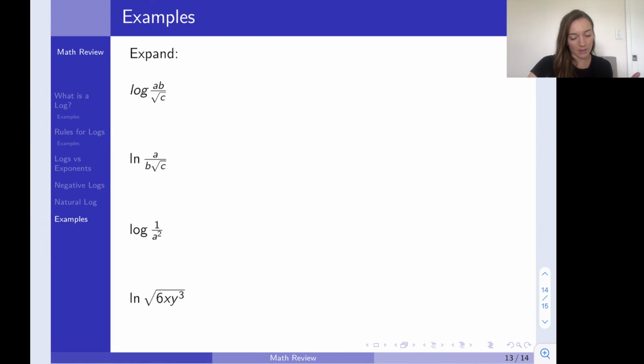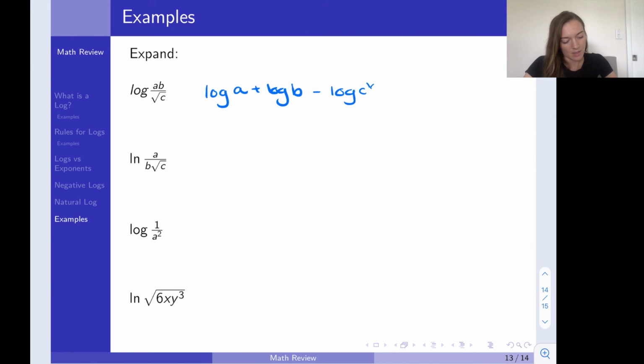Okay, now let's just do some last examples of expanding out and using the log rules. So here we'll do the numerator, so we have log of A plus log of B. And then this is divided by log square root C, and log square root C we can write as C to the 1/2, and log of C to the 1/2 we can write as 1/2 log C.